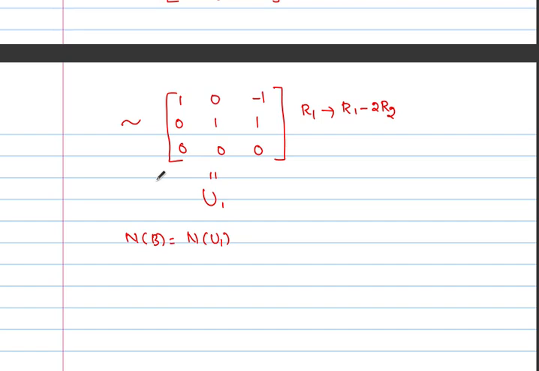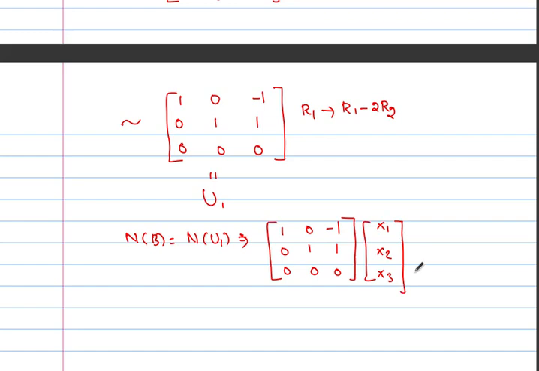Because we are using the Gauss-Jordan elimination technique only, it preserves the null space. So the null space of U1 implies the matrix 1, 0, minus 1, 0, 1, 1, 0, 0, 0 times the three components x1, x2, x3 equal to 0, 0, 0.